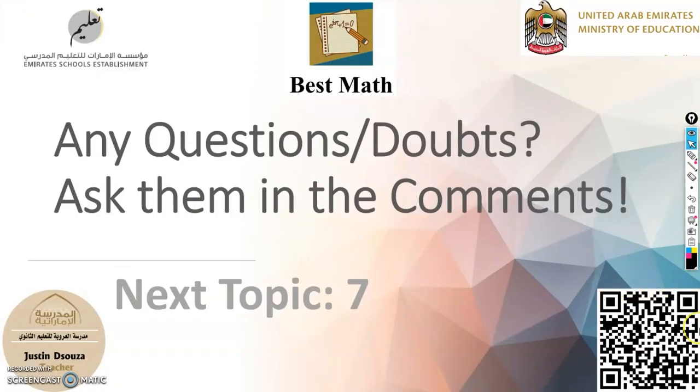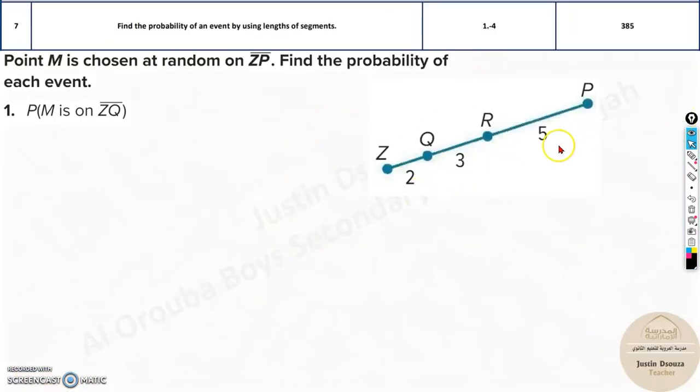The 7th topic is on the geometric probability. It is with line segments or different situations. Over here, we are dealing with line segments only in geometric probability. Now, they have told point M is chosen at random on this line Z and P. These are the 2 points. Find the probability of each event. That means, what is the probability that the point M is on Z and Q?